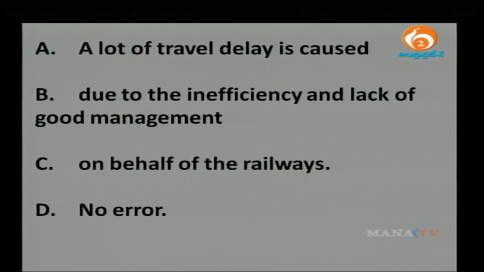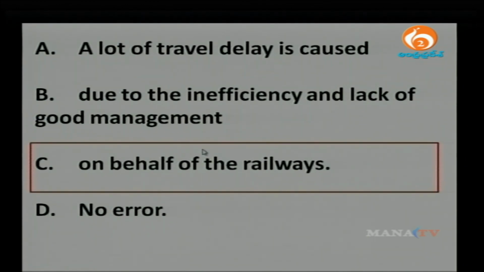One more example. A lot of travel delays caused due to the inefficiency and lack of good management on behalf of the railways. Now, the inefficiency is directly by railways, but not on behalf of them, right? So, option C is the stem where there is a grammatical mistake.